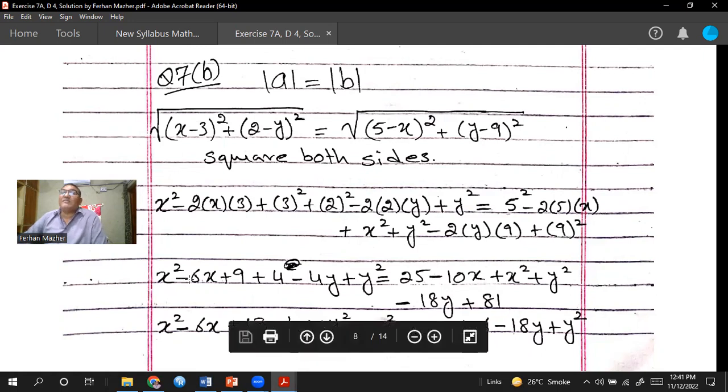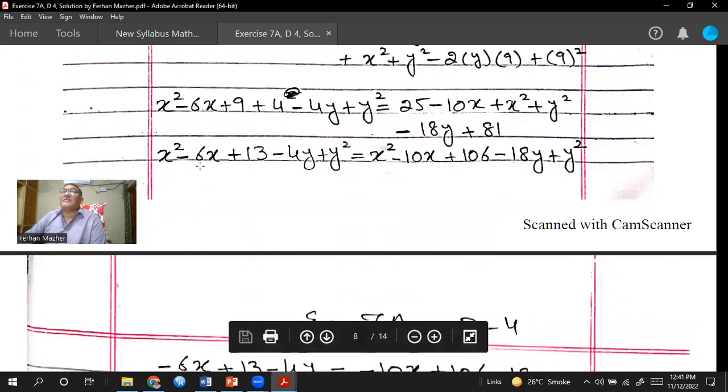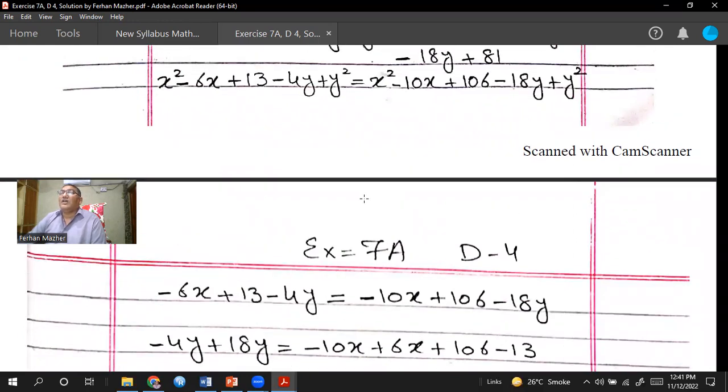So it will become x square minus 6x plus 9 plus 4 minus 4y plus y square equals 25 minus 10x plus x square plus y square minus 18y plus 81. So it will become x square minus 6x plus 13 minus 4y plus y square equals x square minus 10x plus 106 minus 18y plus y square. So x square will be cancelled, y square will be cancelled from both the sides. So you will have minus 6x plus 13 minus 4y equals minus 10x plus 106 minus 18y.